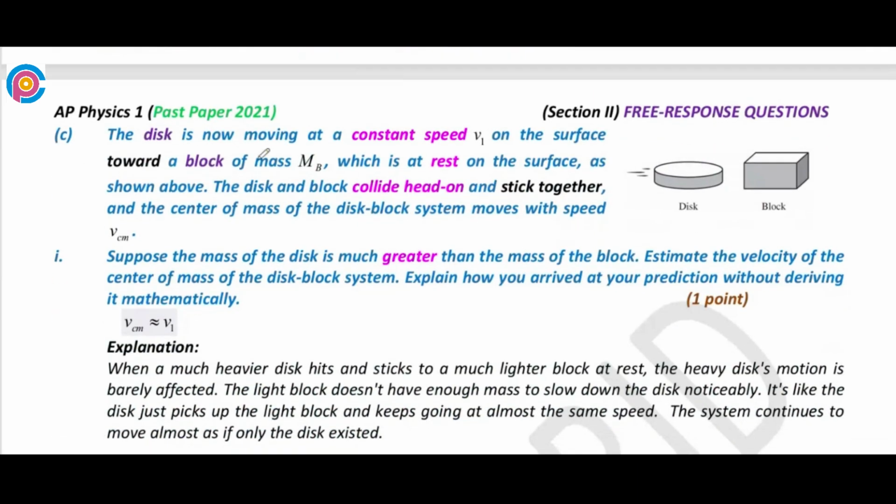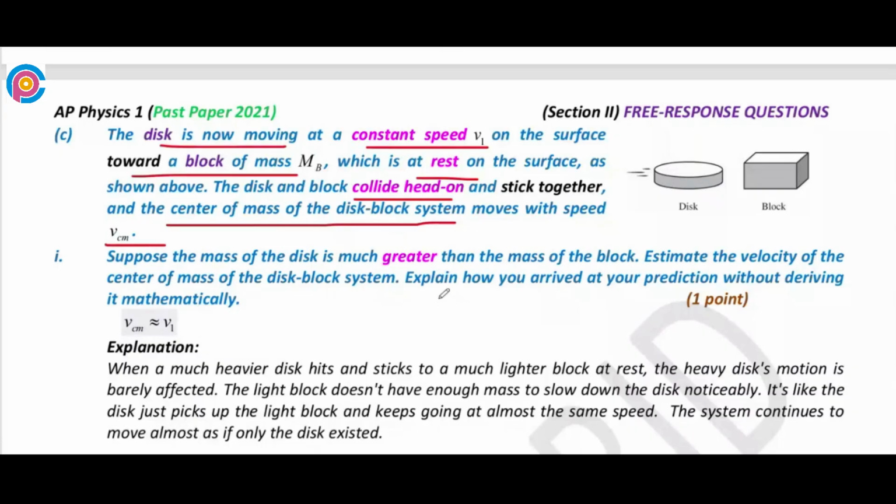Now the next part. The disk is now moving with the constant speed vi on a surface toward a block of mass mb, which is at rest on the surface as shown in the figure. The disk collides head on and sticks together. The center of mass of the disk-block system moves with the speed vcm.